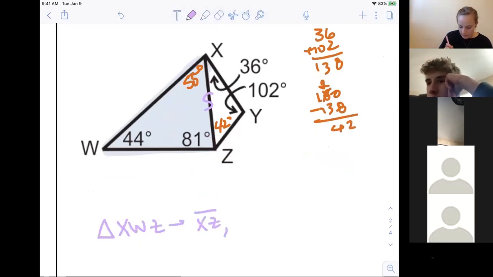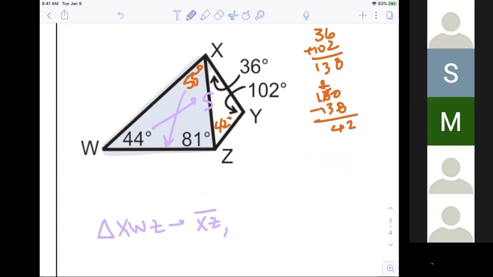What's the medium side? Anybody? WZ. Very good. And then what about the biggest side? WX. Thank you, Maddie. WX. Small, medium, large. Okay, awesome. So we wrote those in order.